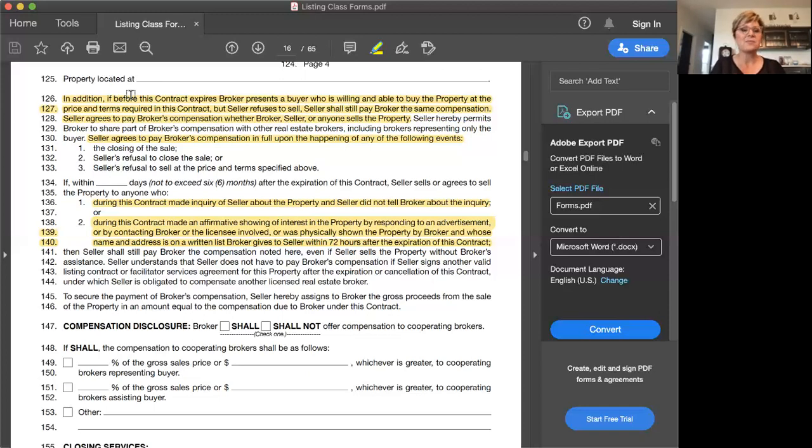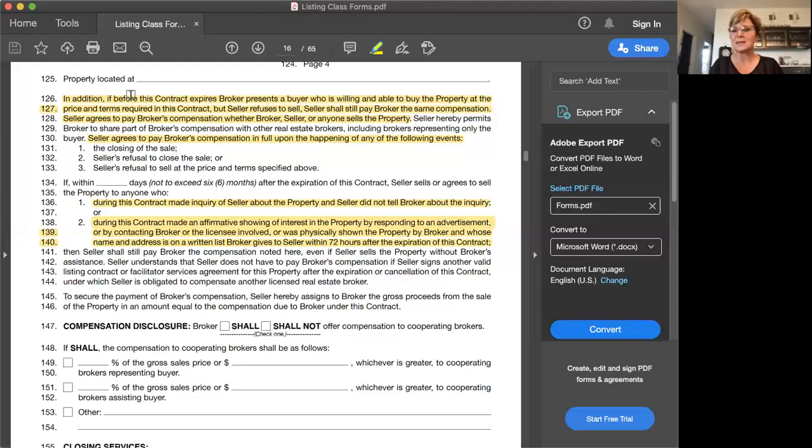The other line I highlighted on 130 is the seller agrees to pay the broker's compensation in full upon the happening of any of the following. Number 1, we actually get to closing. You're going to pay me. Number 2, you refuse to close the sale. So we get to the closing and now, Mr. Seller, you're refusing to sign paperwork. You're still going to owe the brokerage, our brokerage fee. Or number 3, you refuse to sell at the price or the terms specified above in the contract. Okay? So that's really important, you guys.